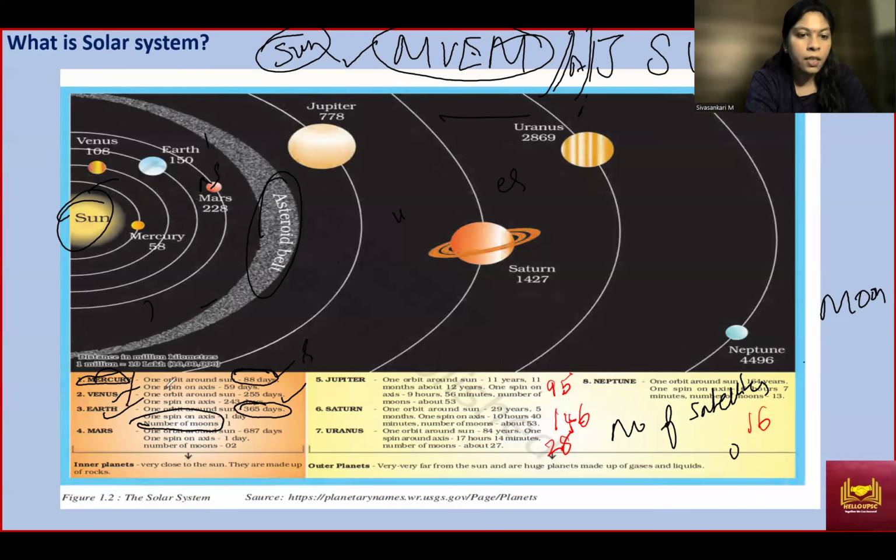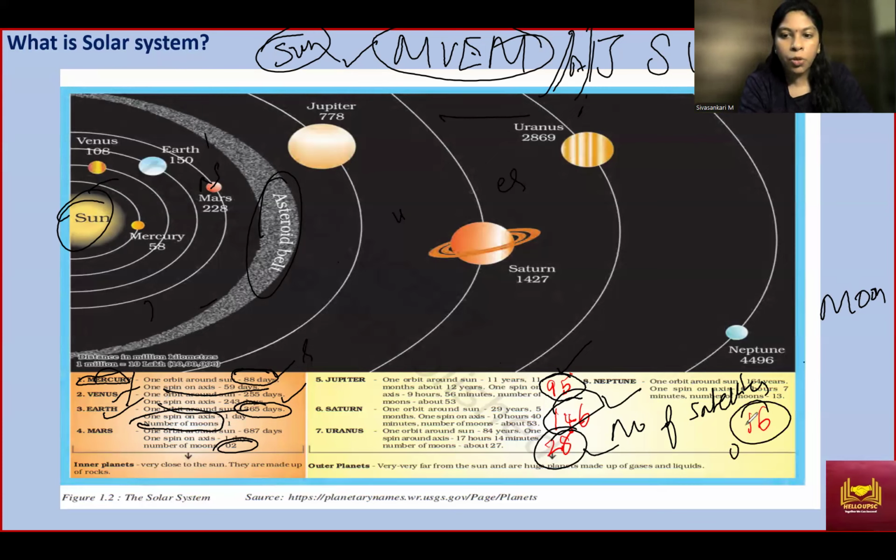So how many moons are there? Earth has one, but Venus and Mercury do not have any moon. You have to notice that also. Mars has two, then it goes on. And now you have to update this. As of now, we have predicted that Jupiter has 95 moons, Saturn has 146, Uranus has 28, and Neptune has 16. Update this in your NCERT. This diagram you have to read like this.